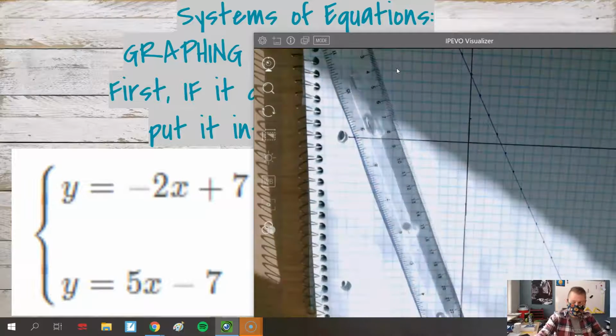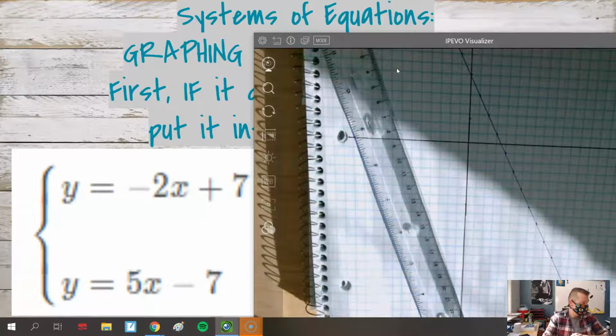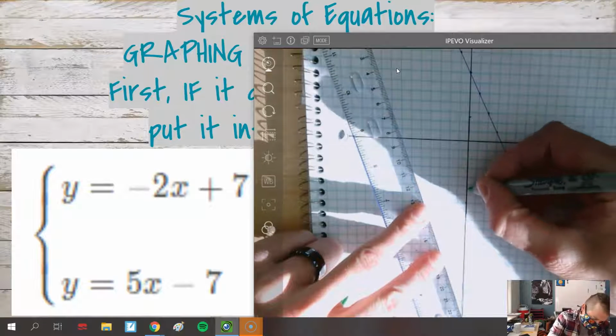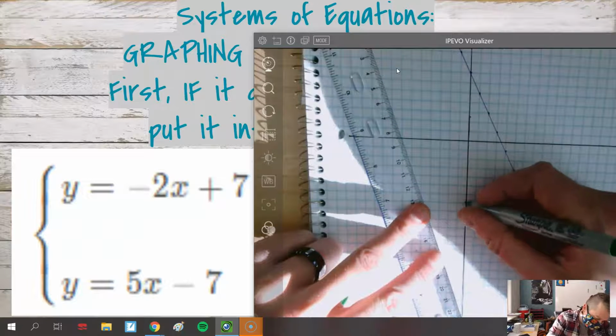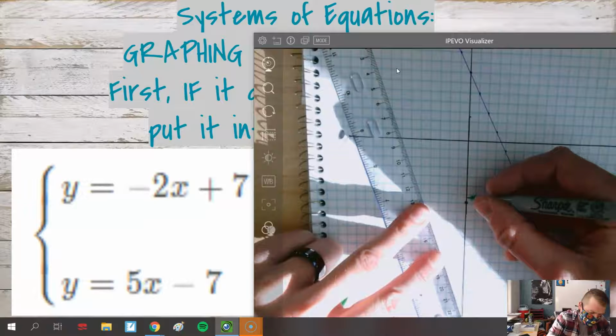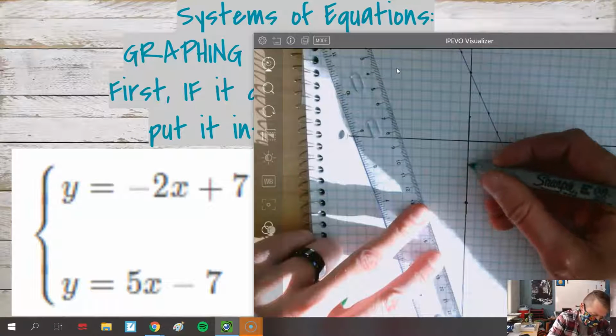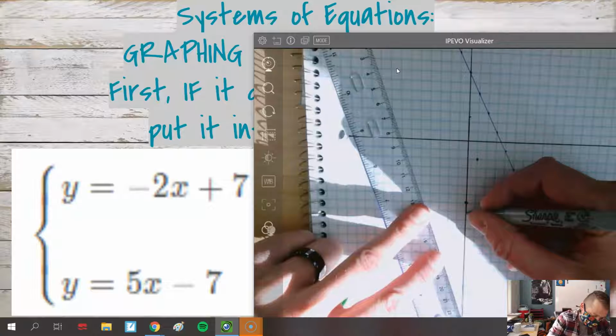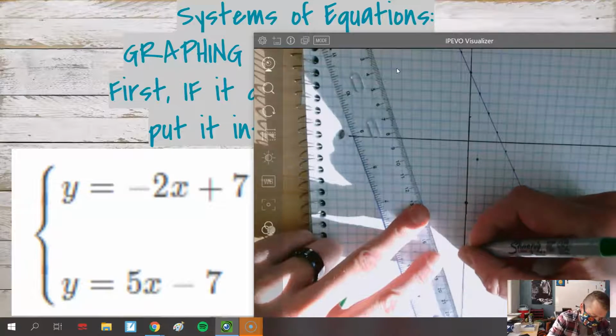And then y-intercept of negative 7, slope of 5. I'm going to make that guy green. 1, 2, 3, 4, 5, 6, 7. Slope of 5 tells me go up 5, to the right 1, or down 5 to the left 1, but that doesn't seem to be necessary.